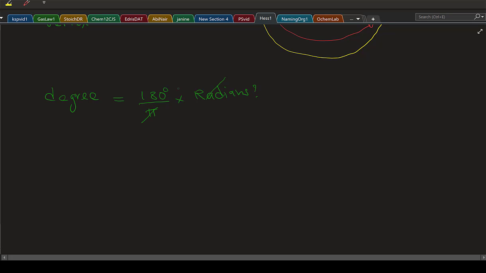So you see, if you want to find the degrees, you multiply by 180 divided by pi. If you want to find the radians, you multiply by pi divided by 180, and then you can cancel the degree, right? So vice versa.